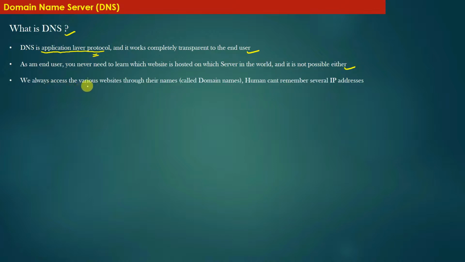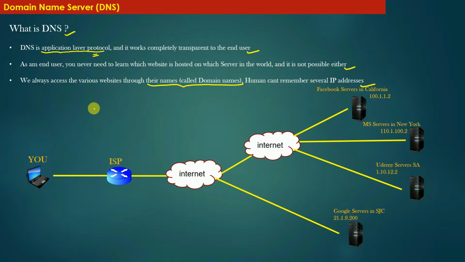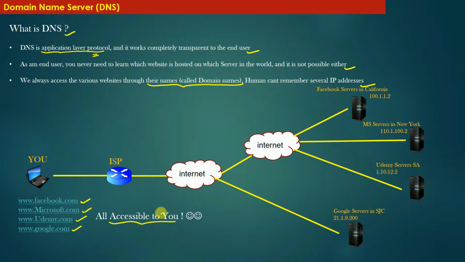We always access the various websites through their names called domain names. And humans can't remember the IP addresses of all these websites that you access daily. So in the below diagram, you are trying to access all these websites, that is www.facebook.com, microsoft.com, udemy.com, google.com, and all these websites are always accessible to you. Did you ever configure your system to tell it that whenever you try to access facebook.com, please go to the IP address 100.1.1.2, right? You never configured your system to do so.